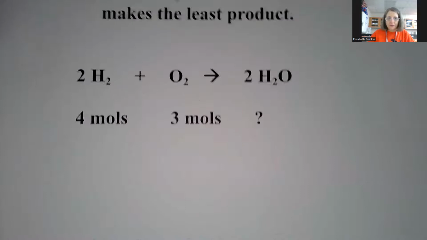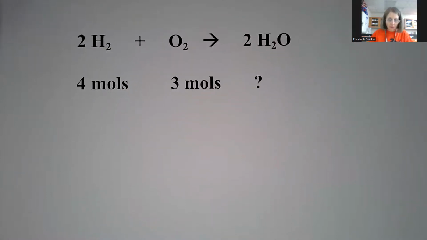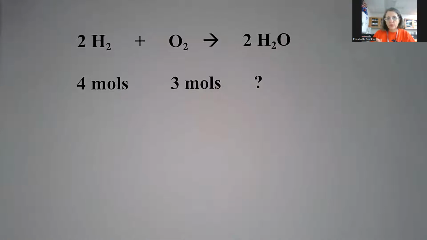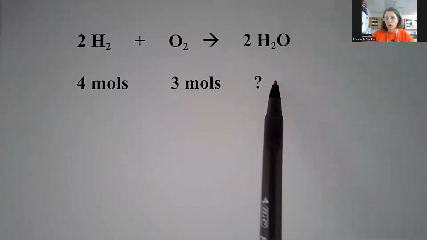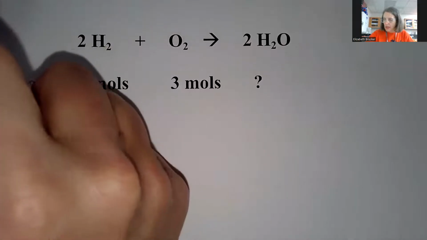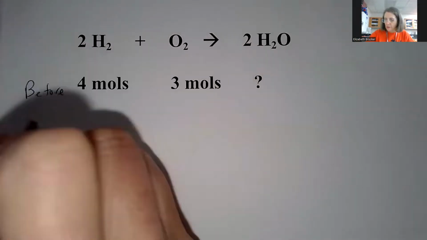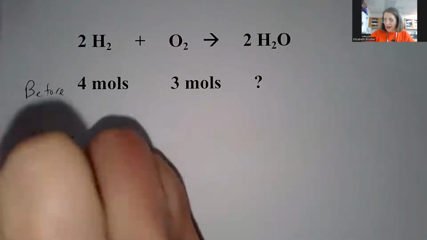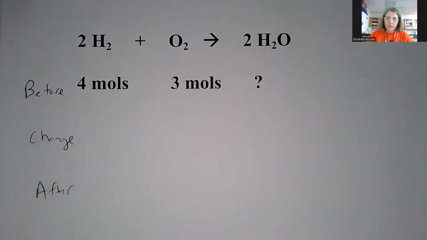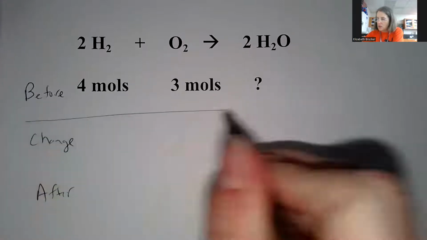So we have this reaction: hydrogen gas plus oxygen gas produces water. If I go to my pantry and I have 4 moles of hydrogen and 3 moles of oxygen, how much water could I make? So we are going to continue to do what we call BCA tables. They stand for before, change, and after. After a couple of these, we're just going to use B, C, and A. So just make it a table.